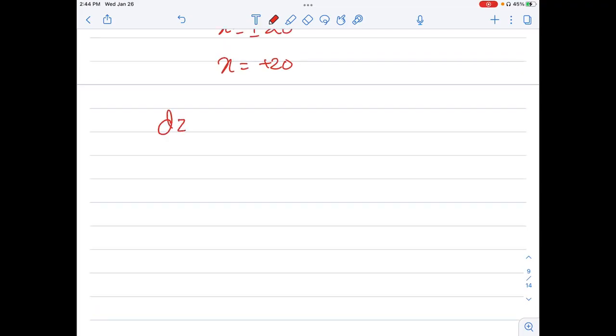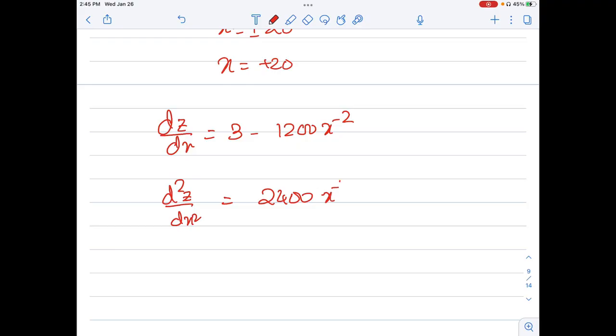So I got dz upon dx as 3 minus 1200 x power minus 2. So I find the second derivative d square z by dx square, which is going to be 2400 x power minus 3. Now I find the second derivative d square z upon dx square at x is equal to 2.